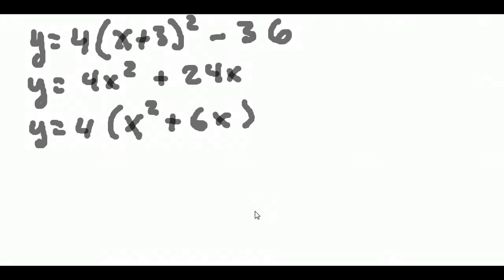Wait, can you say that again? Sure. Y equals 4 open paren x squared plus 6x close.